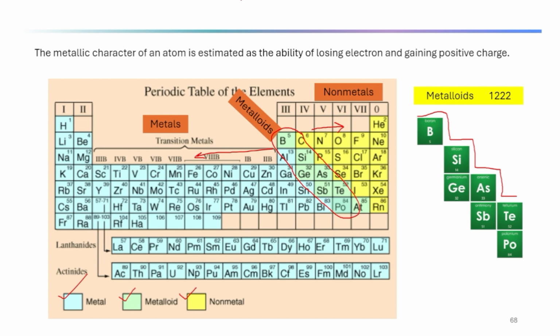Now how do we define the metallic character? The metallic character of an atom is estimated as the ability of losing electrons and gaining positive charge. So if you take one element, maybe magnesium or sodium, these elements will try to lose the electrons. If they are more prone to losing the electrons and gaining the positive charge, we will say that they have higher metallic character. Whereas if you take the right hand side elements, they do not want to lose the electrons, they want to gain electrons, and by gaining electrons they gain negative charge. So that's why these are called non-metals.